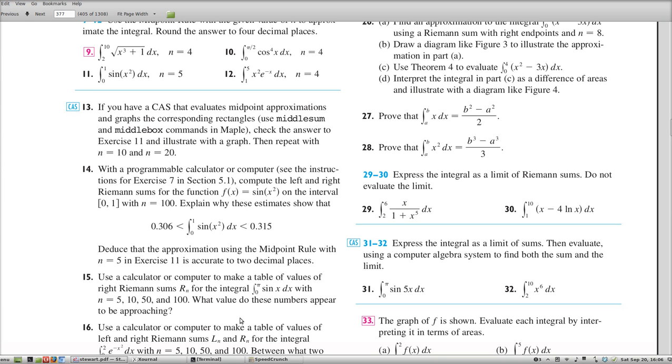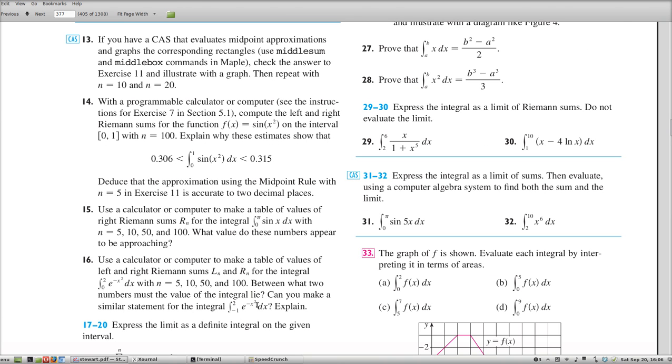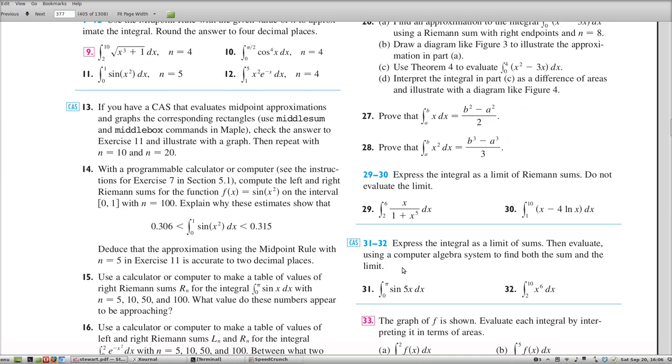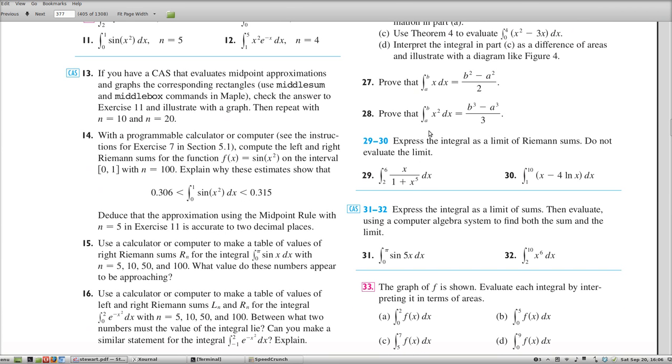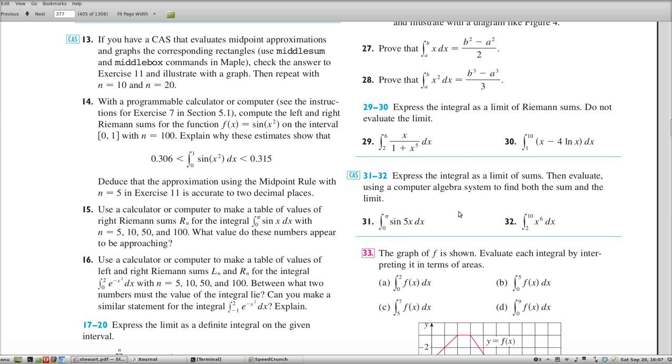Use a calculator or a computer to make a table of values of the right Riemann sums with n equals 5, 10, 50, or 100. So that sounds kind of fun. What value do these numbers appear to be approaching? Find an approximation. Oh my god, these are all about Riemann sums. Riemann sums, Riemann sums, Riemann sums. Seems like all they've done is introduce the definition of the definite integral, which I guess maybe is all that they did do.